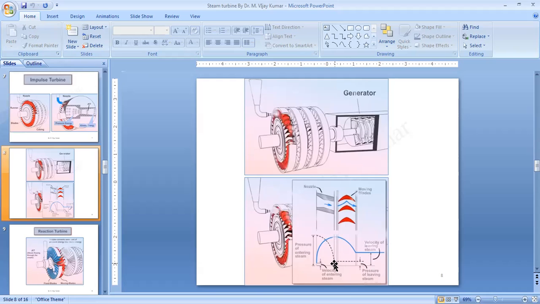Because you can see the pressure has come down, and when the steam starts flowing through all these blades, the pressure will be constant throughout this process. When the steam flows through this turbine, in an impulse turbine, only the kinetic energy will be there. There will be no pressure energy. This is the reason. Okay, fine.